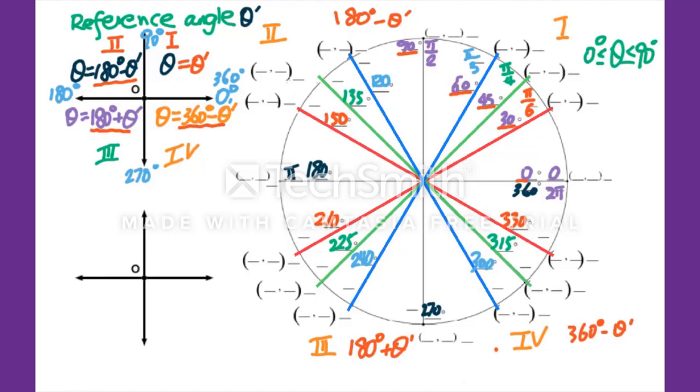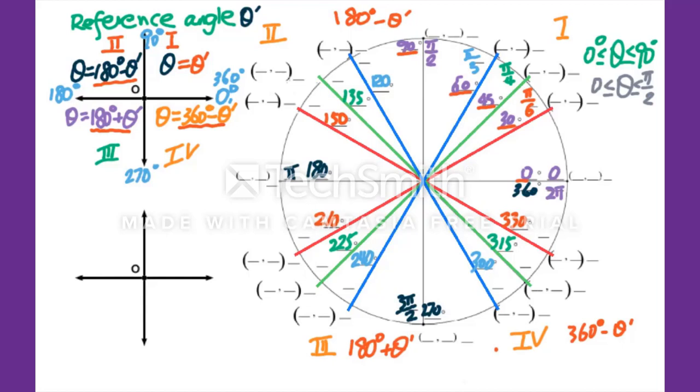And 270 will be 3 pi over 2. Let's talk about, for angles in quadrant 2, 3, 4, how to use the reference angle to show that. Now let's use radians. First quadrant, still the reference angle. That means this part we have 0 to pi over 2.